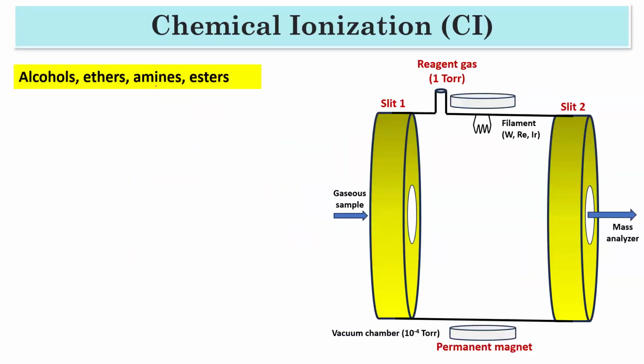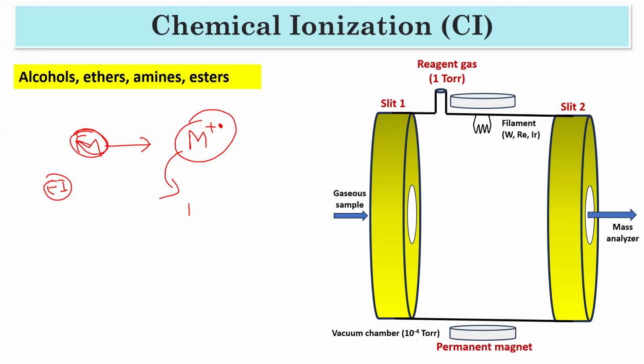Okay, so the problem in electron ionization is that the electron beam has very high energy. Because of that very high energy, our molecule can be fragmented very easily. Suppose you have some molecule you want to study. You will prefer to have the molecular ion peak. But what happens if you use the EI ionization method? The molecular ion peak will very quickly fragment into M1, M2, M3.